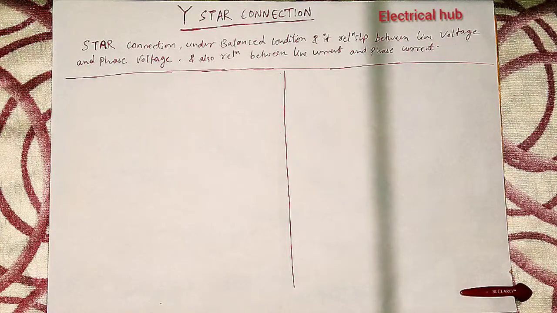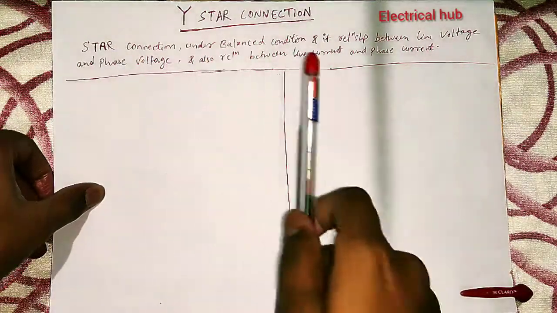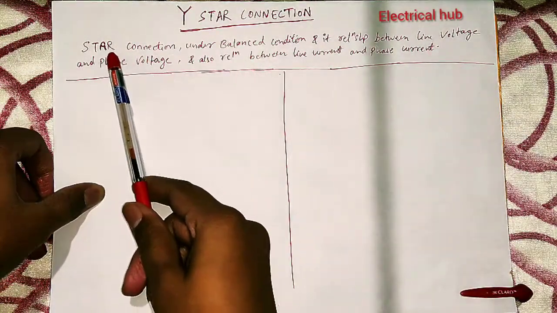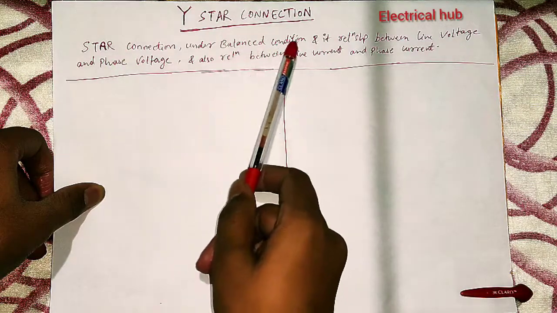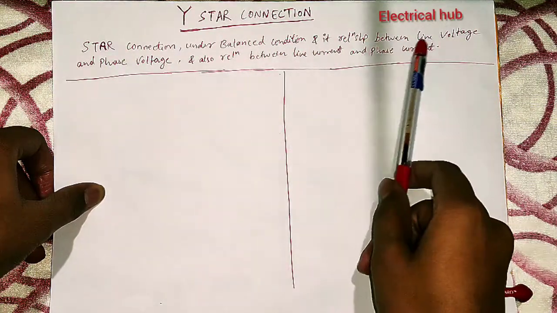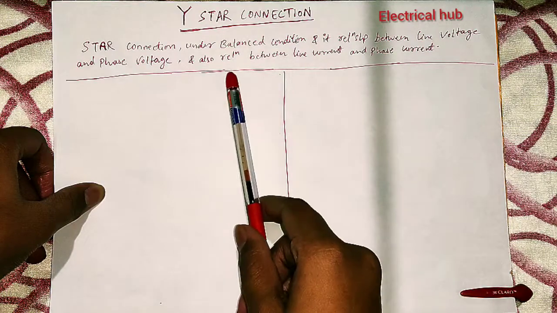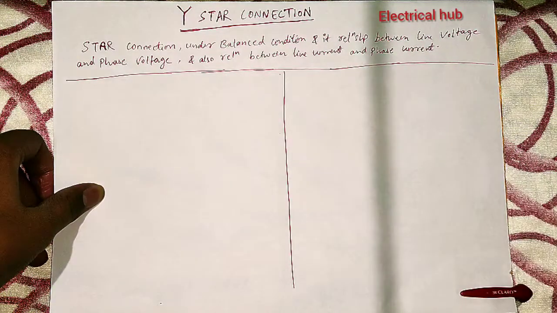So today our topic is that we are going to discuss the basic electrical playlist topic: star connection and its relationship between line voltage and phase voltage, and also the relationship between line current and phase current. You can see the topic that I have written here: star connection under balanced condition and its relationship between line voltage and phase voltage, and also the relation between line current and phase current.